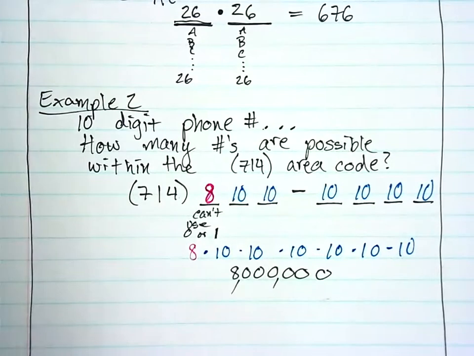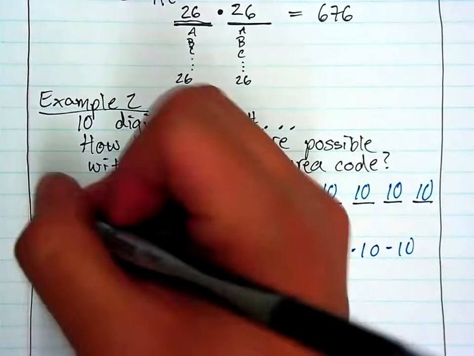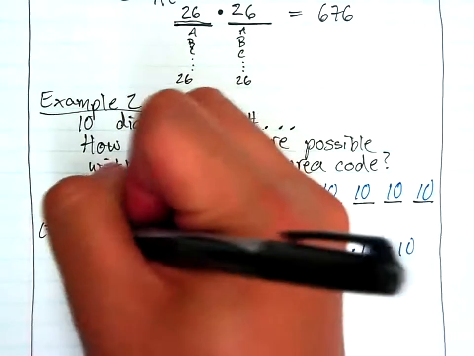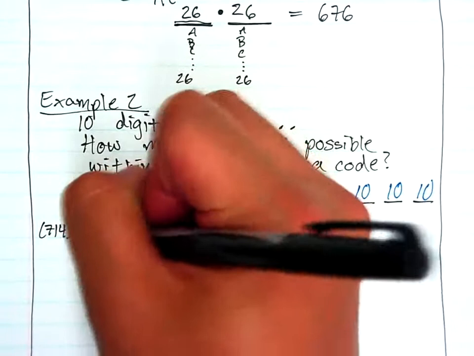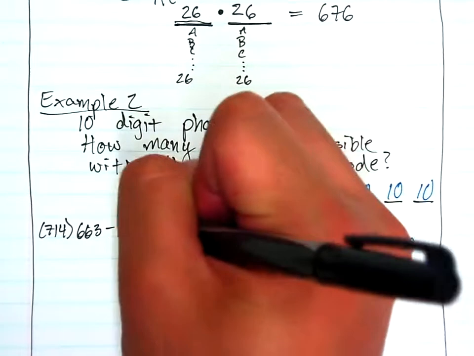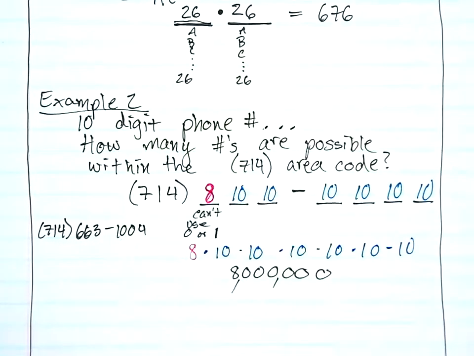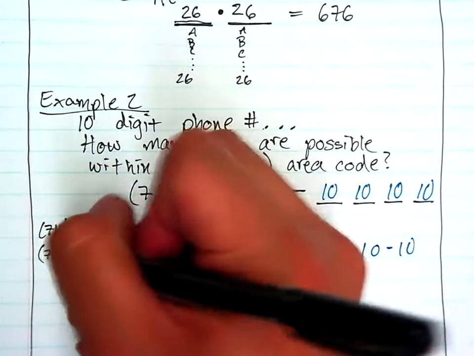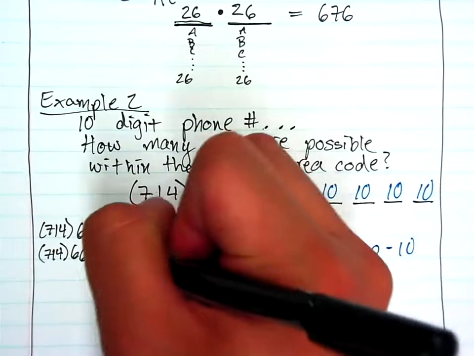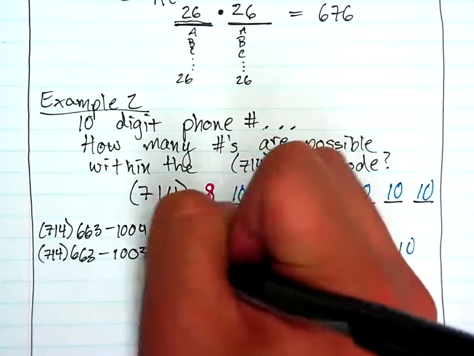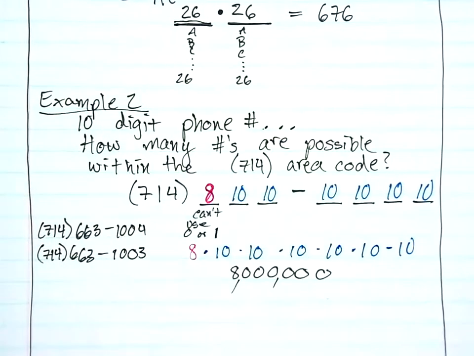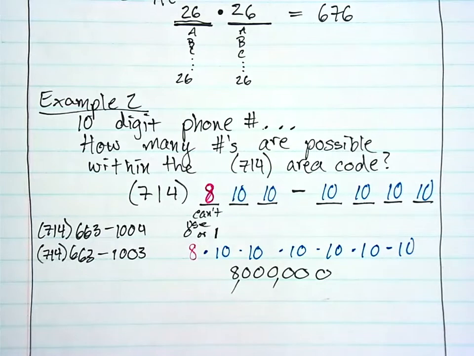Okay? Now, if you were crazy enough, you would list them out. You would have 714 663 1004. That's one possibility. Then you have 714 663 1003. And you get the idea. And that's only one section of it. If we were to go on forever and ever, we would have 8 million phone numbers. Not a fun thing to list out. Thus the need for the counting principle.